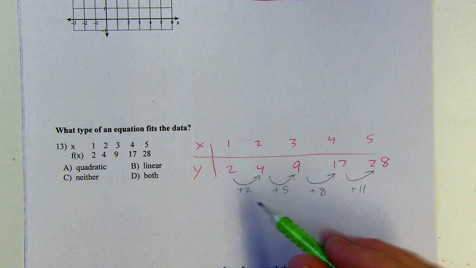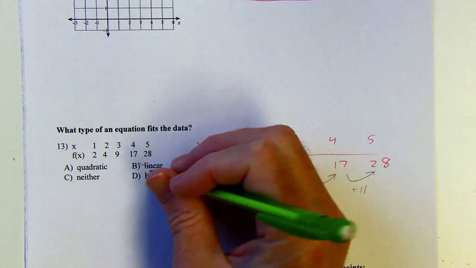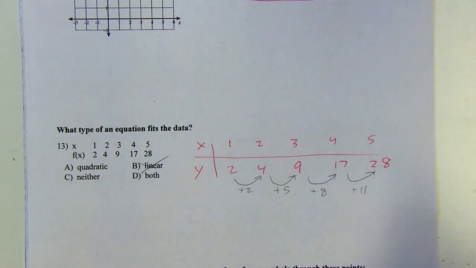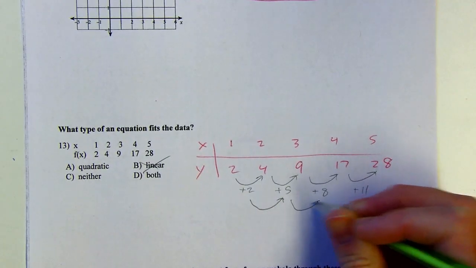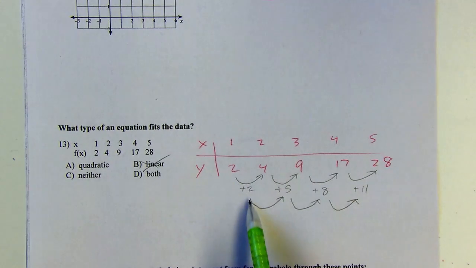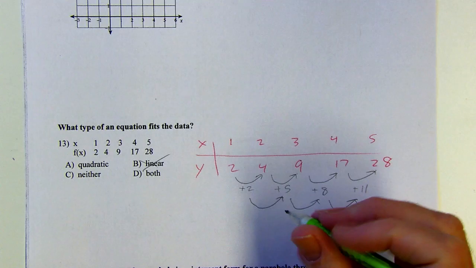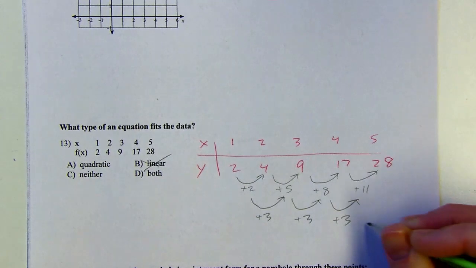If these were all the same, say I was adding 3 on every one of these, then it would be linear, but it's not linear, so I can cross that off the list. Now I'm going to look at the second differences, the differences from one first difference to the next first difference. If these come out the same, which they do, these are my second differences.